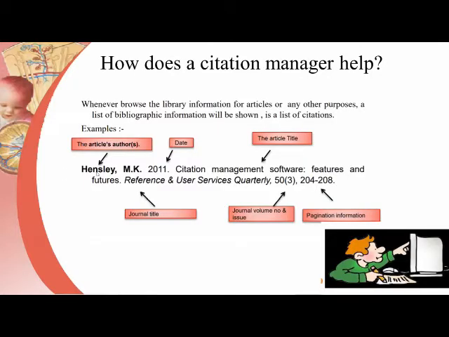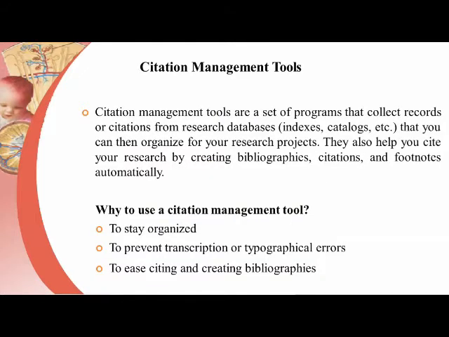We all know that this is how the citation used to be: the name of the author followed by the title of the paper. And nowadays, after that, the year comes, then the volume, then the subsection, then the pages. That is how it comes. Now, citation management tools are a set of programs which basically collect the references for you.